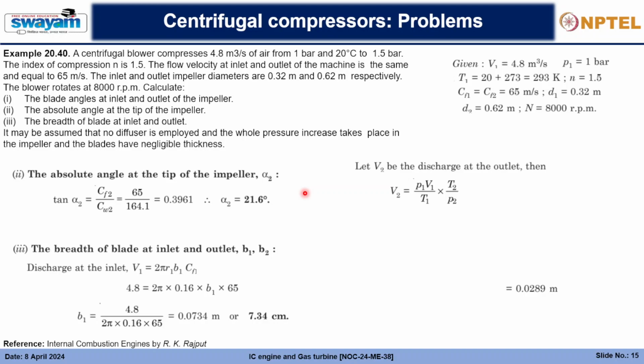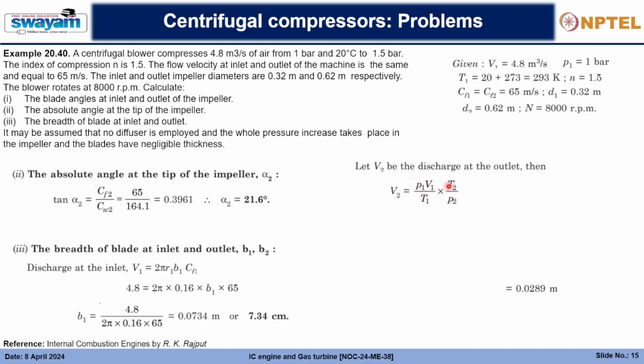For that we'll have to calculate R2, and R2 we can calculate from CBL2, and we are also given the diameter, 0.62, so we could have calculated it directly from there. Anyways, we calculate from here as well. So V2 equals, so we have used the gas equation.